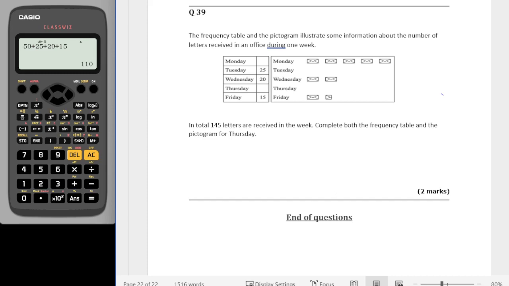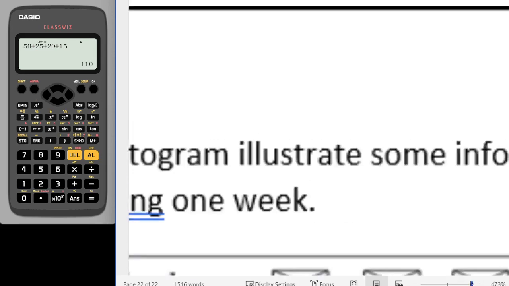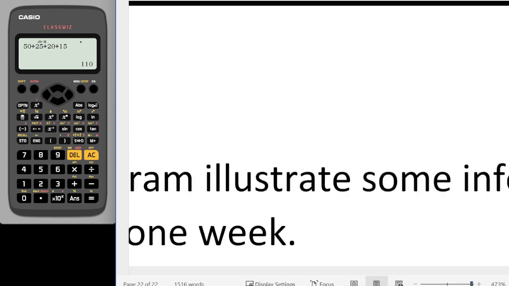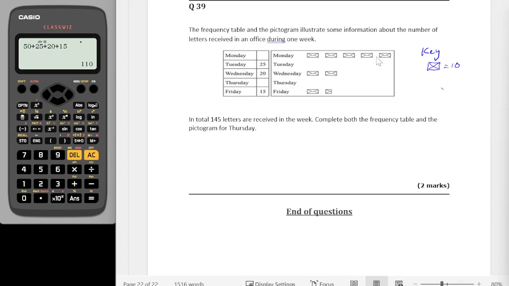So the first thing that the pictogram is missing is going to be the key. So the key is going to help us anyway. I'm not sure whether we'll pick up a mark for it, but if we look at the total for Wednesday and the total for Friday, we can see that we've got 2 envelopes representing 20 and 1.5 envelopes representing 15. So each envelope represents 10 letters received. So for Monday, we've got 1, 2, 3, 4, 5 envelopes, so that's going to represent 50.